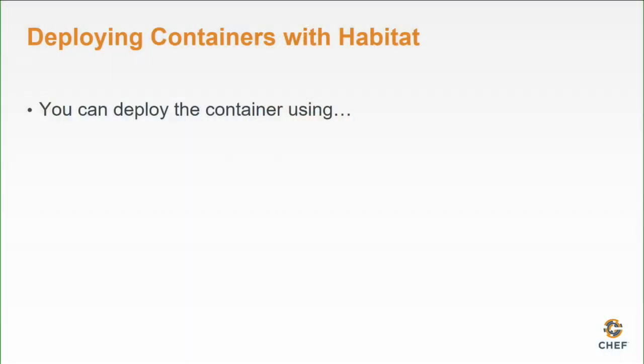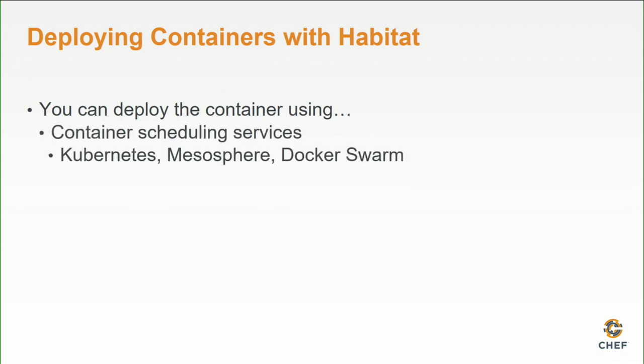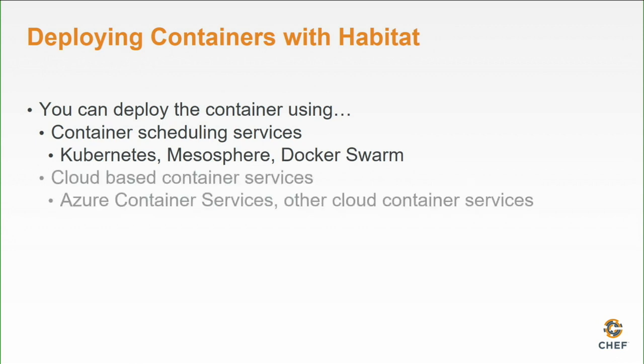Once you have that container image, you can run it locally like we just did, but it's not going to do much good just sitting on your workstation. So you can deploy that container using container scheduling services like Kubernetes, Mesosphere, Docker Swarm. One of the big questions I get about Habitat is, is it a competitor to these? It is not. It works with them. You can also use cloud-based container services, such as Azure Container Services or other cloud container services.